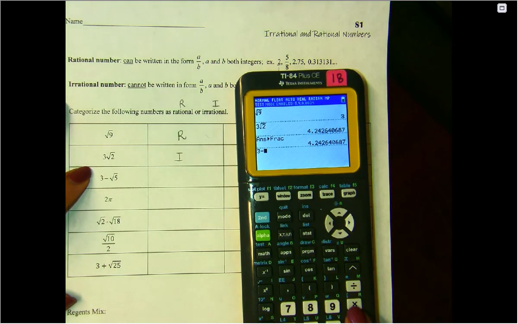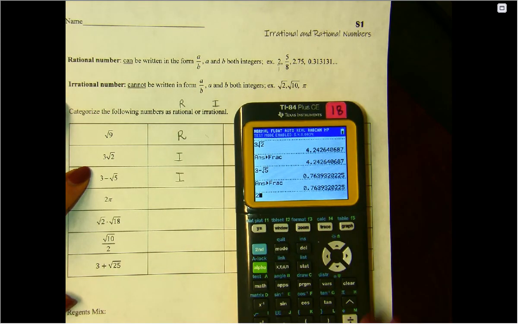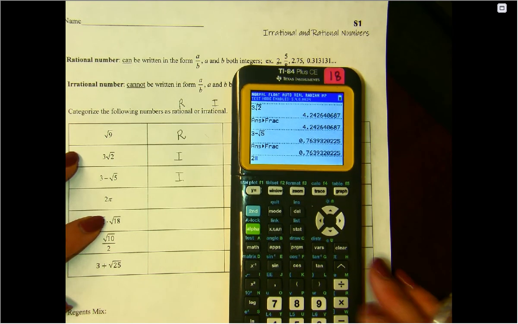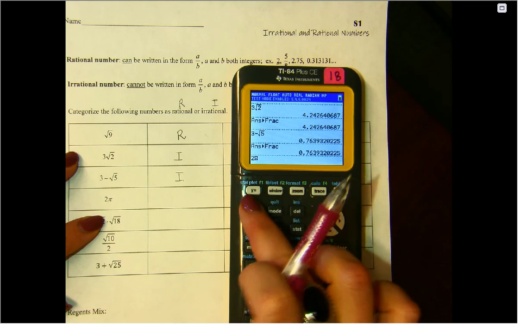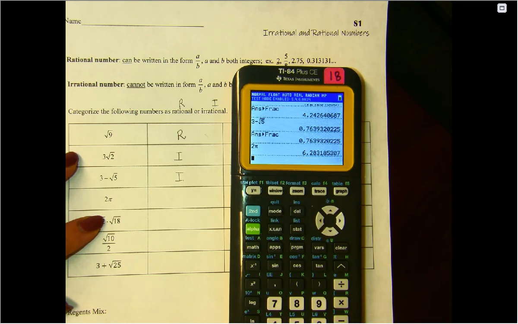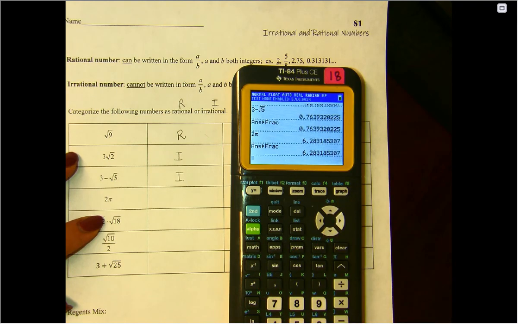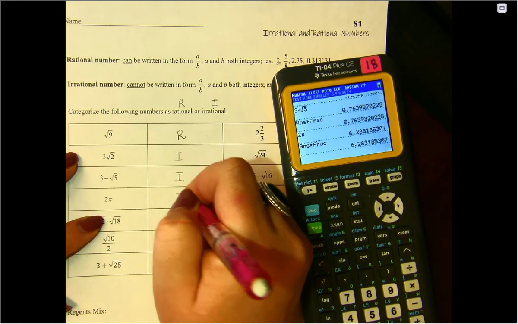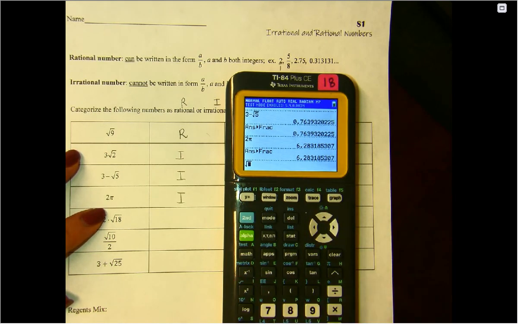So what about 3 minus radical 5? Okay, non-terminating, non-repeating. Can I write it as a fraction? No, so irrational. What about 2 pi? So the pi is right over your little caret, and it's in blue, so I have to hit the blue button first. 2 pi. Okay, so here we go. Math, enter, enter. Cannot be written as a fraction. Irrational.